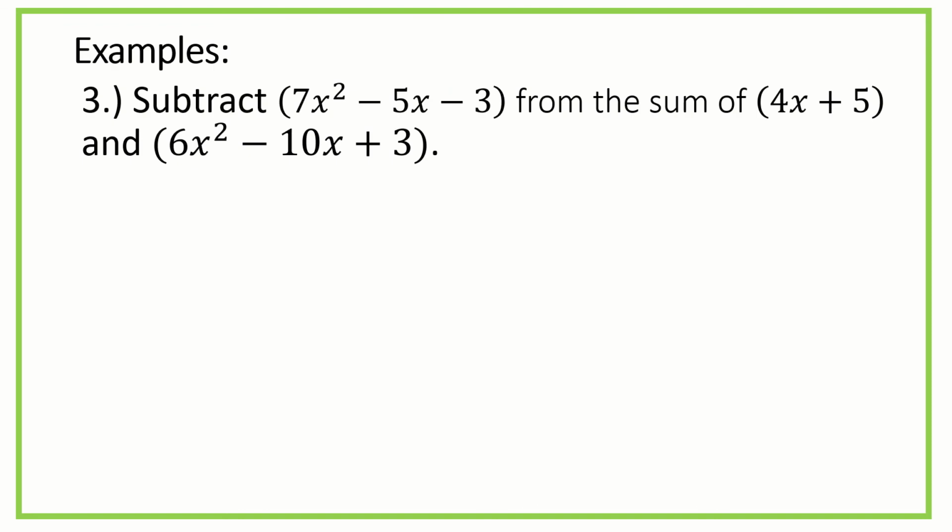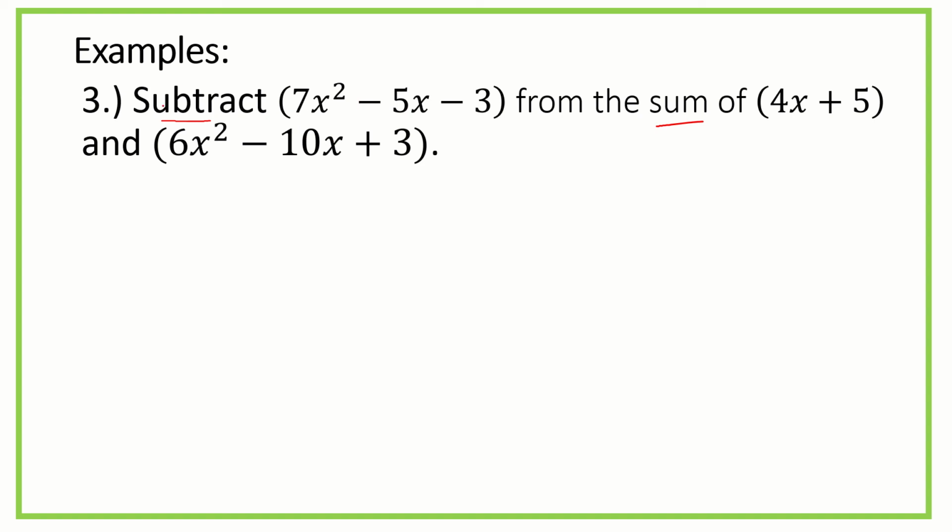Okay, let's continue with our third example. So this time, there are two operations involved, subtract and sum. So subtract 7x squared minus 5x minus 3 from the sum of 4x plus 5 and 6x squared minus 10x plus 3. So how do we translate this?